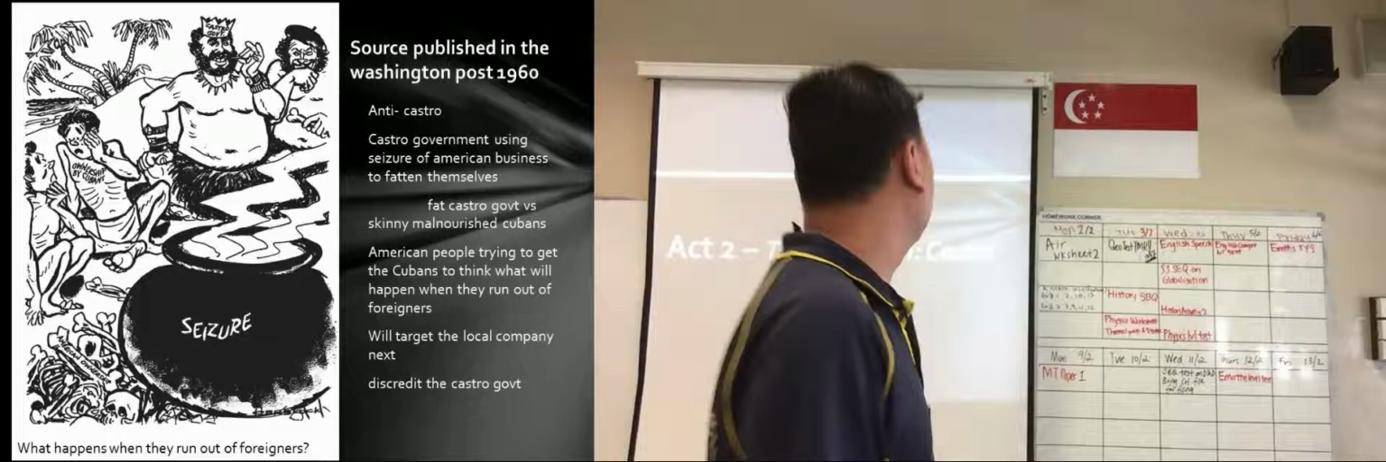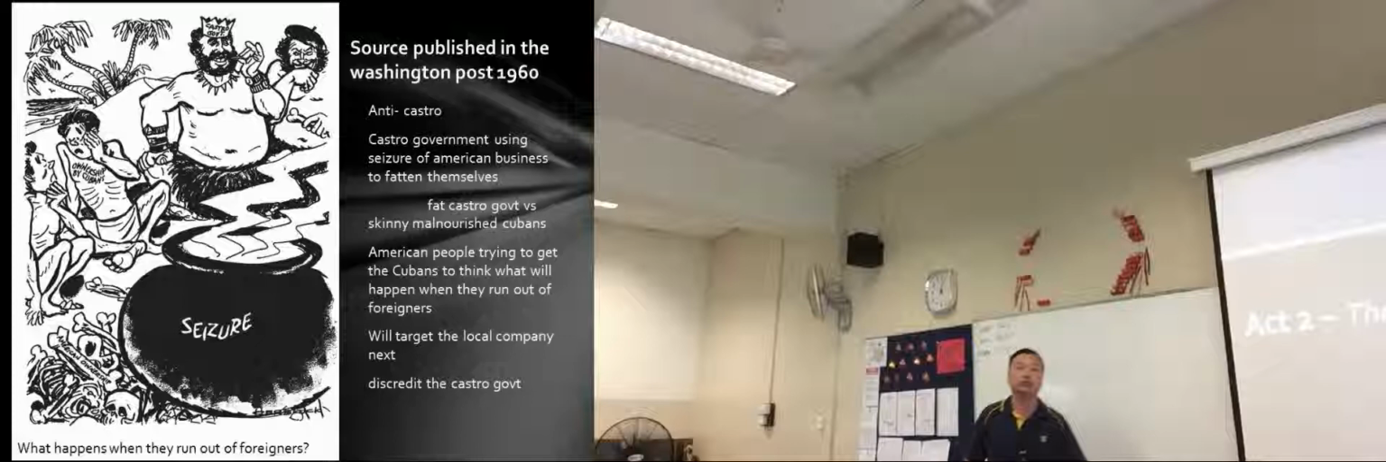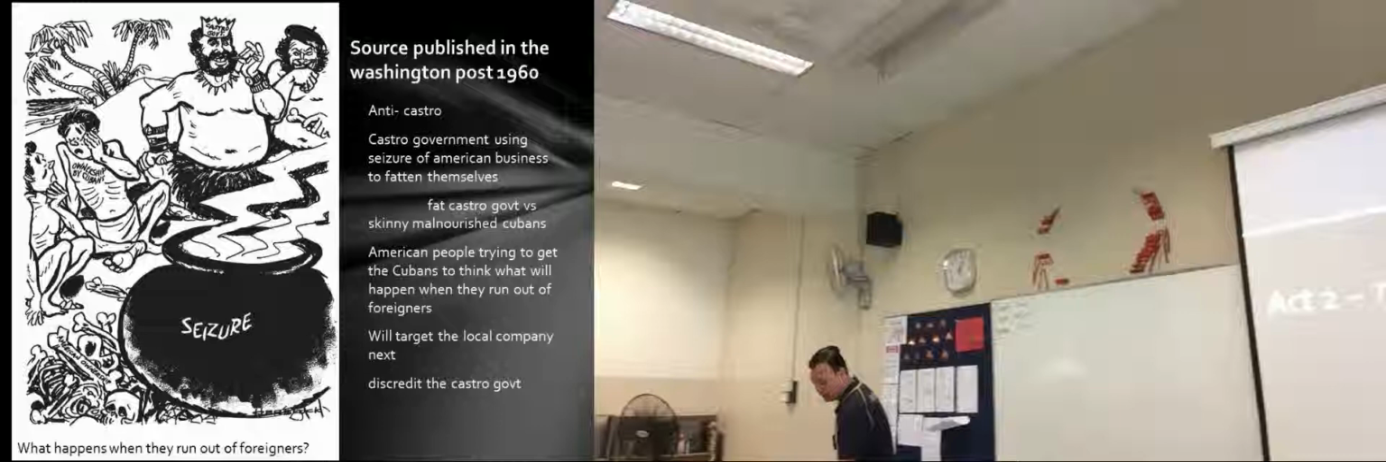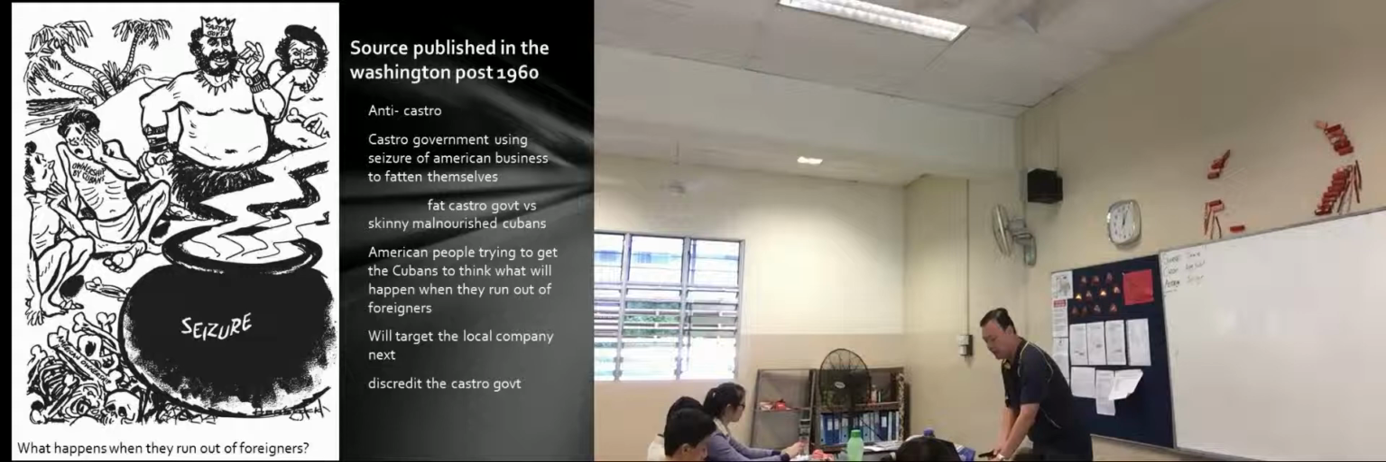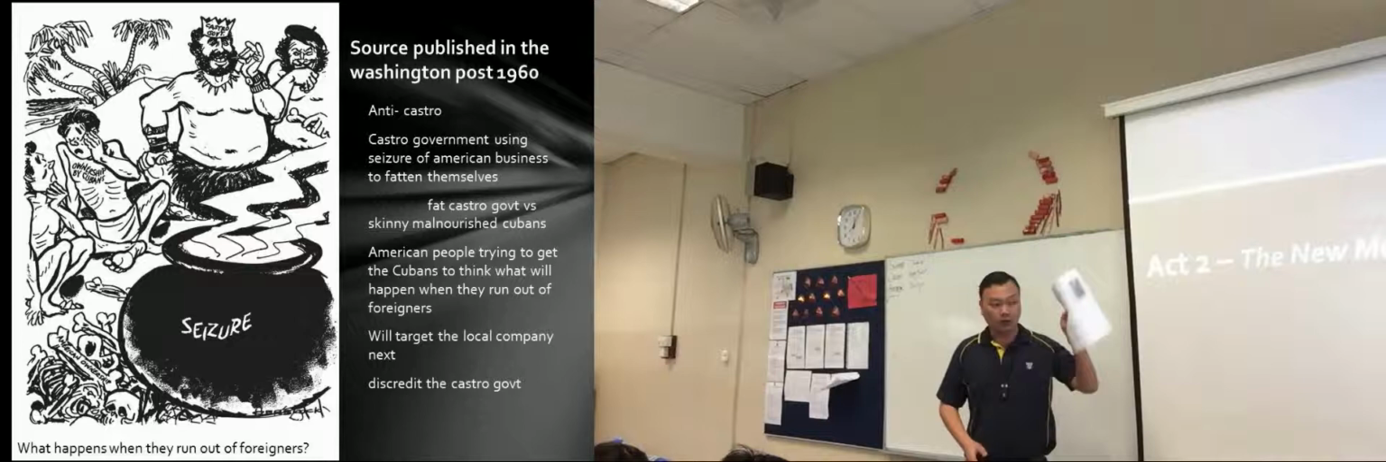Okay, so today we're going to continue the lesson on the Cold War. I've already given you the worksheet that you're supposed to complete during the previous lesson. Can we take out the worksheet on the revolution in Cuba, activity 2, and then we'll have a very quick discussion on what you see over there.